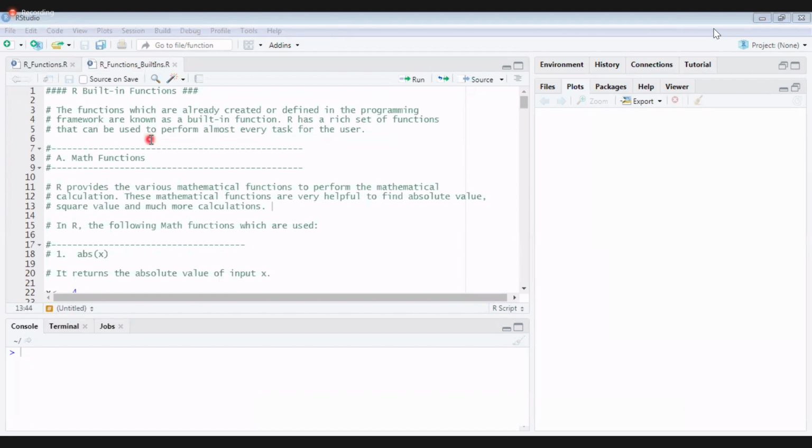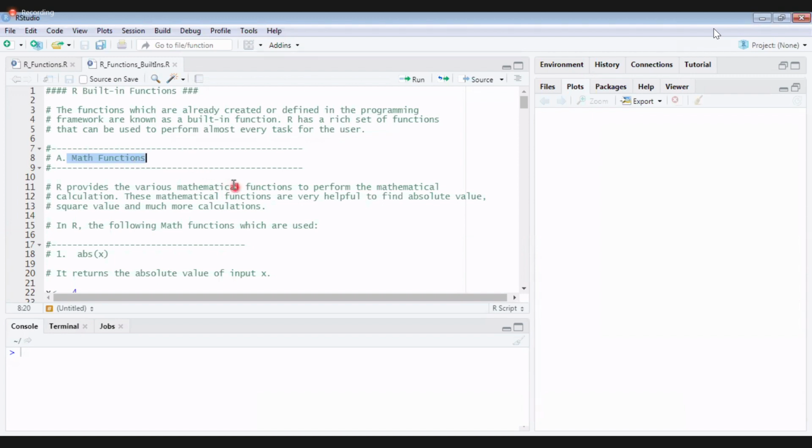Okay, students. So in today's class, we are going to start with what? R built-in functions. What do you mean by built-in function? Built-in function means the functions which are already predefined in the R programming framework. Here there are many categories, but we'll be learning two main categories. One is mathematical functions and next is statistical functions.